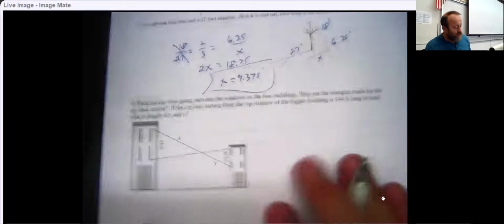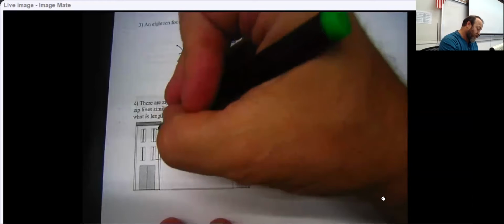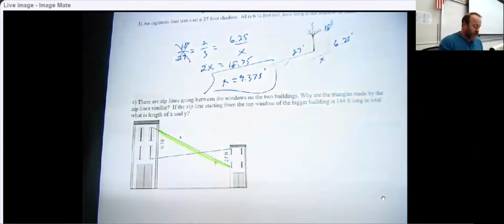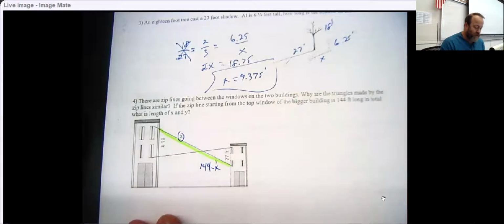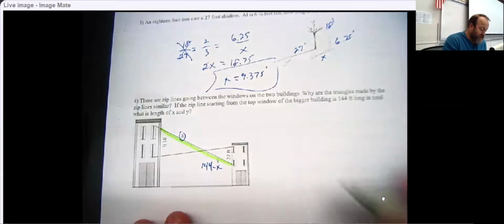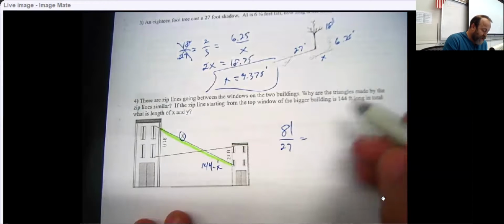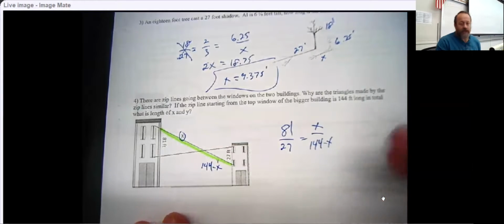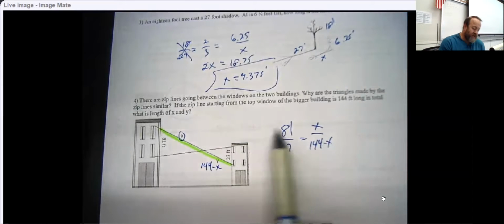Awesome. Now, number 4 is one of my favorite kinds of problems, because if we know that this entire zip line right here is 144 feet long, then what we know is we could call this part x, and we could call this part right here 144 takeaway x. And that allows us to say the ratio of the 2 heights, 81 to 27, is the same thing as the ratio of their distances.